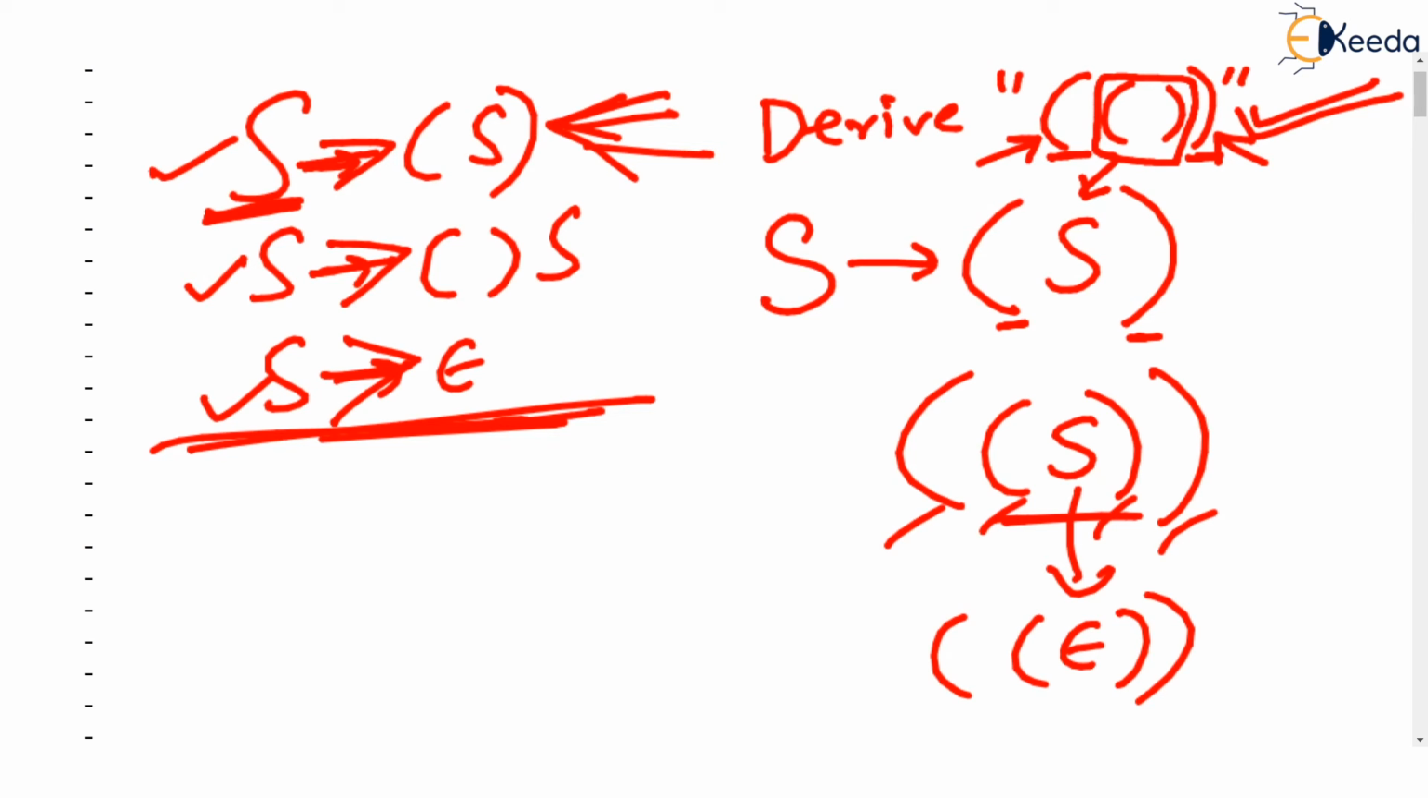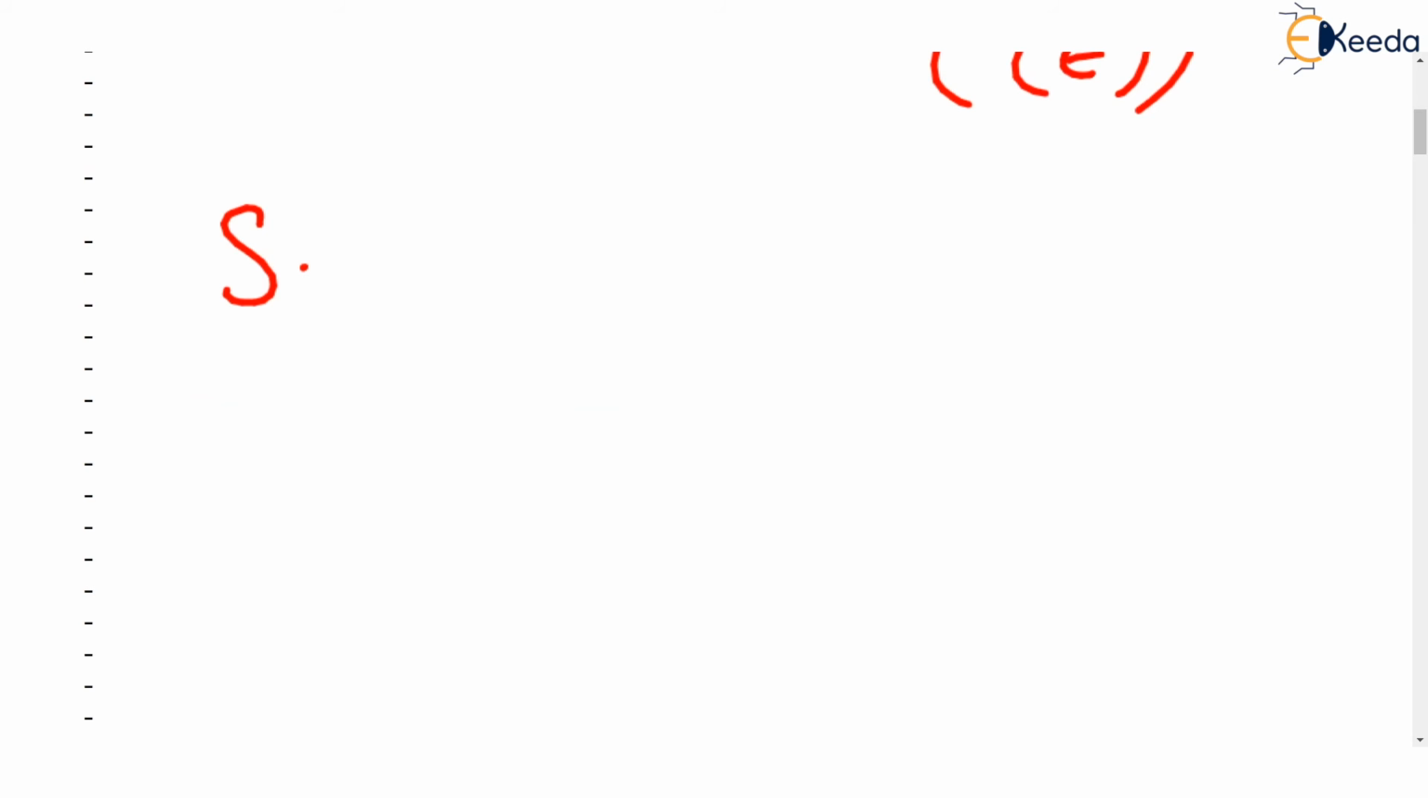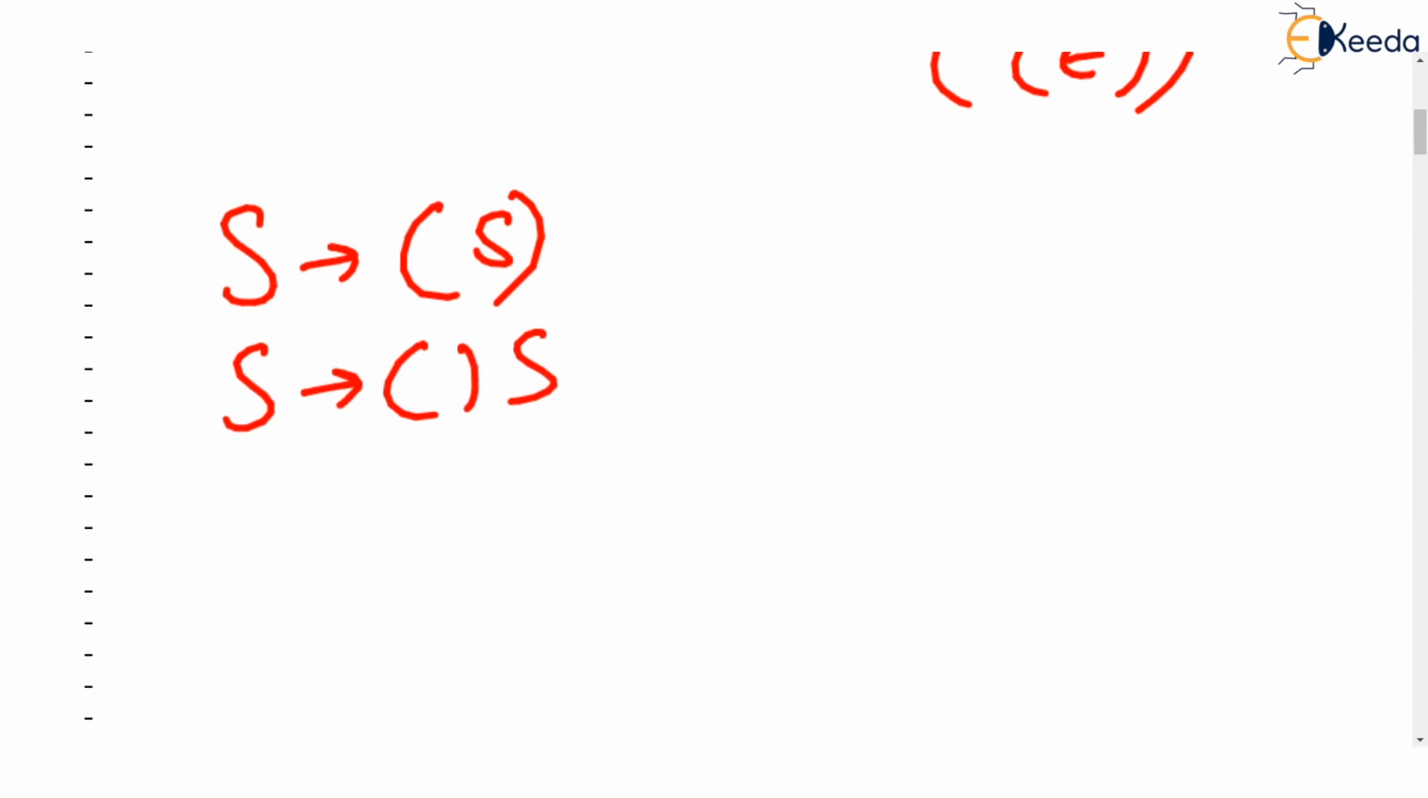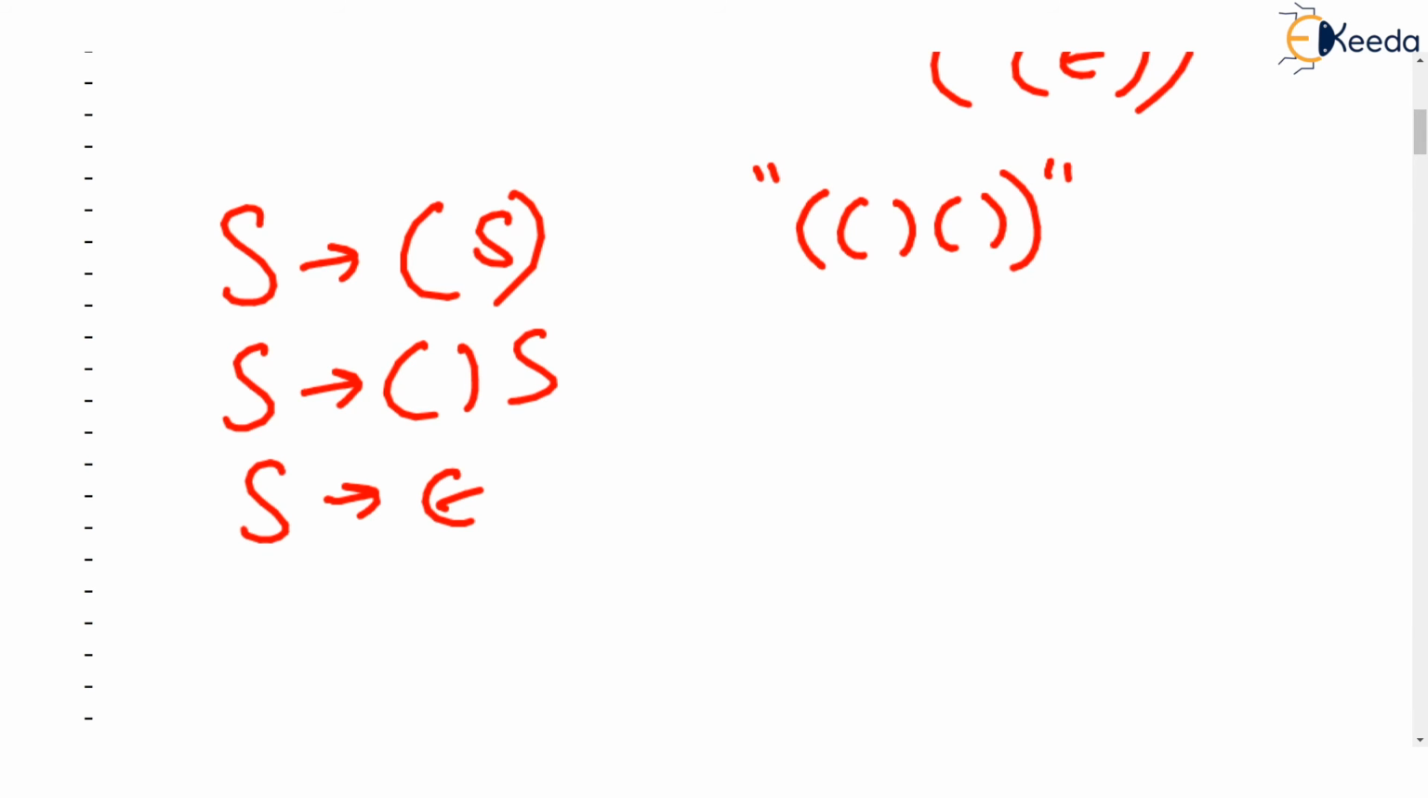Now, what if you are asked to derive such a string using this grammar? Just check, I am rewriting the grammar. Let's say you are asked to derive this string. This is also balanced, isn't it? So the first production you can use is (S), the very first production. You have got open bracket and close bracket now.